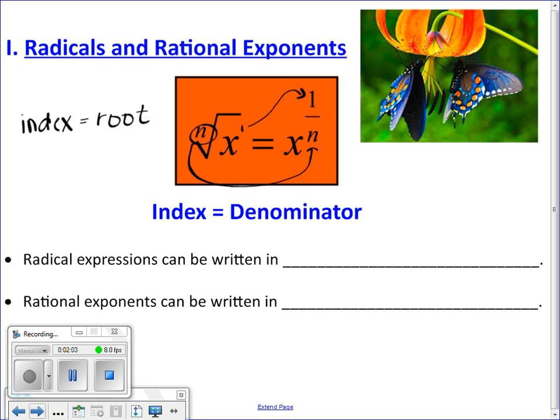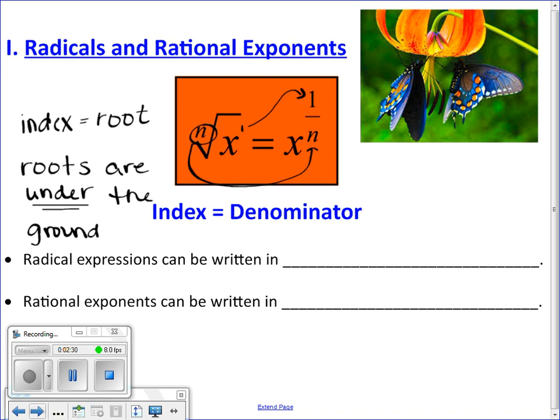Roots. Where are roots? They're underground, right? The roots are underground. They're under the fraction. I was going with the plant analogy. I was trying to help you get there. Roots are under the ground, so therefore they are under the fraction. Right, so the index is the denominator. Think of them as roots.